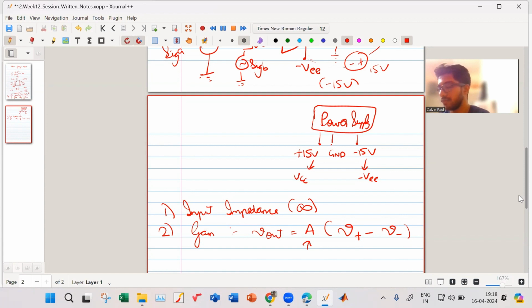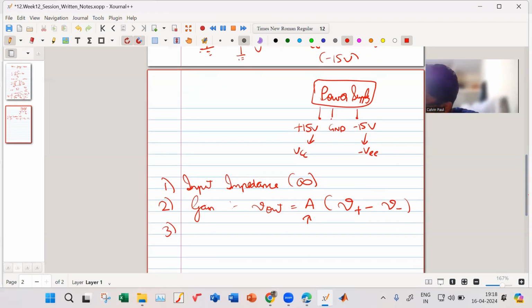It depends, right? Depends on what? V plus and V minus. Like, op-amp is a linear device, right? Yes. Okay. So ideally the gain should be infinite, but it isn't in reality. This is your gain. Third one is output impedance.